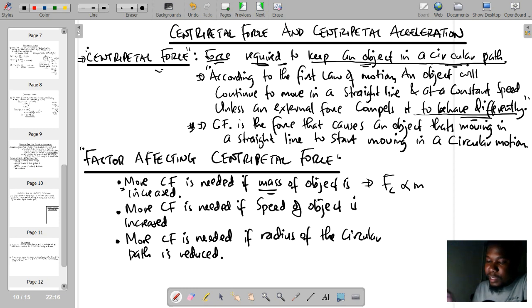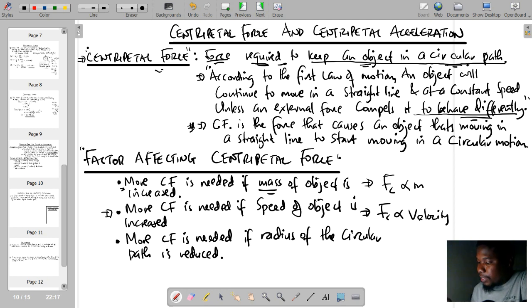Okay, then we're saying here, point number 2, more centripetal force is needed if the speed of the object is increased. Okay, which one is easier to keep in a circular path? An object moving slowly or an object moving fast? Okay, a fast moving object will be harder to keep in a circular path. For you to manage to do that, you have to apply more centripetal force. So once again, we see a direct relationship between centripetal force and the velocity of an object.